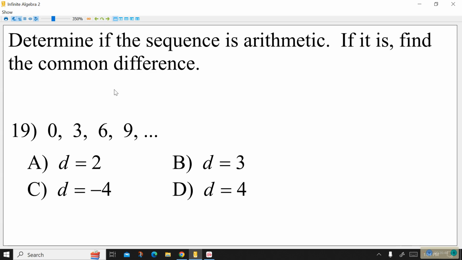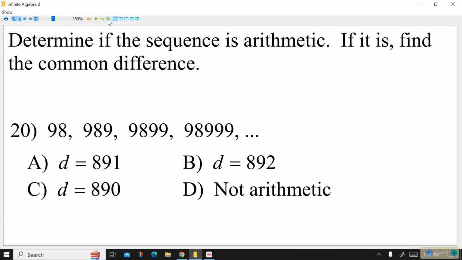Okay, determine if this sequence is arithmetic. If it is, find the common difference. Well, we can see that, what's 3 minus 0? 3. Okay, so are all of these adding 3? Are they all 3 apart? And the answer is yes. This is an arithmetic sequence with a common difference of 3.